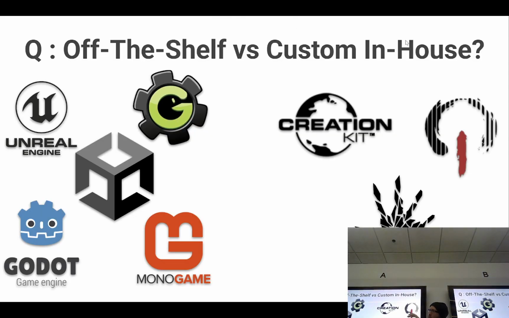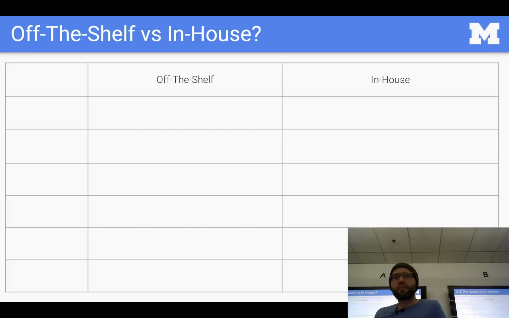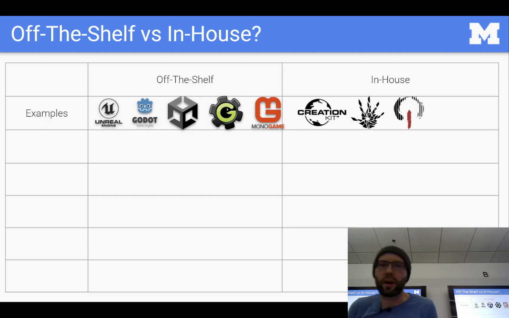Okay, some of them have logos and names, some of them do not. But these are generally made by a particular team, and they're used by that same team for that team's games. They're not shared, okay? So why would you go off the shelf versus in-house or vice versa? Well, some of the examples here, right? You got Monogame and stuff. You got Creation Kit, Bethesda's engine, EA's engine, and Sony's engine, okay?